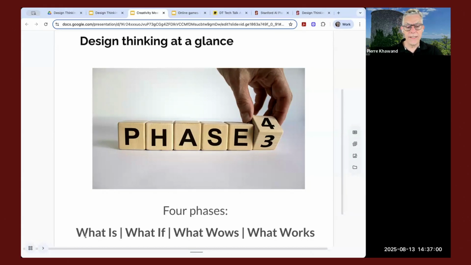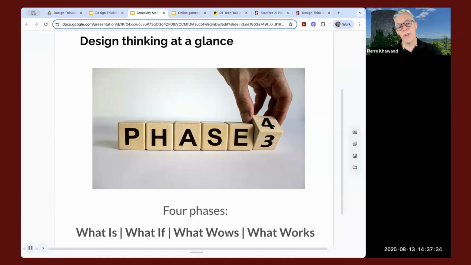The first phase is what we call the what is phase, which is about exploring and understanding current reality. And we spend some time in here to make sure we do understand current reality. And then we move to the what if phase, which is imagining what the future could look like. So that is coming up with ideas for how we could address this problem or opportunity.